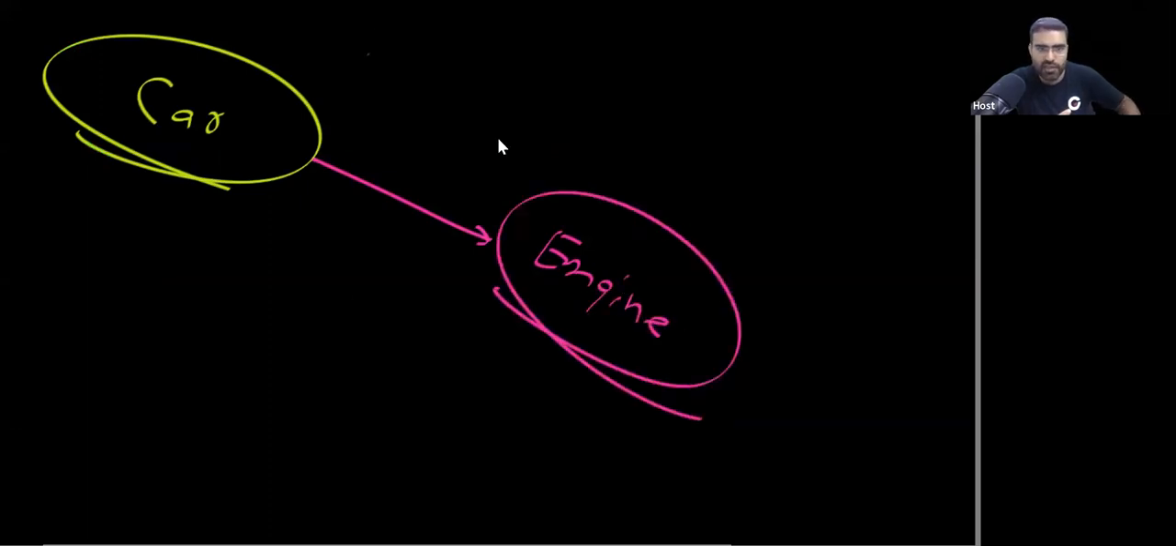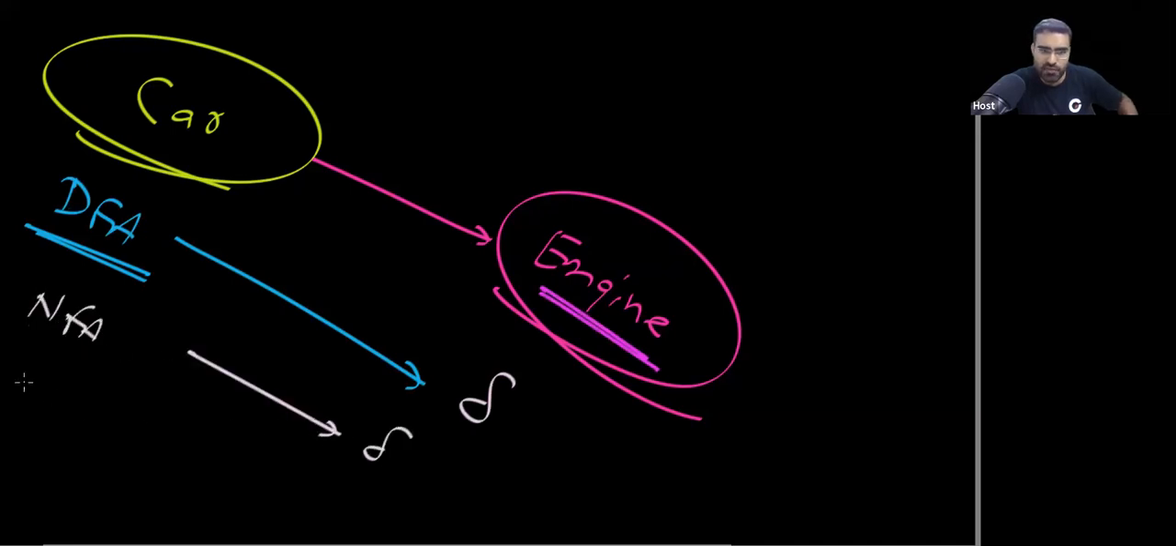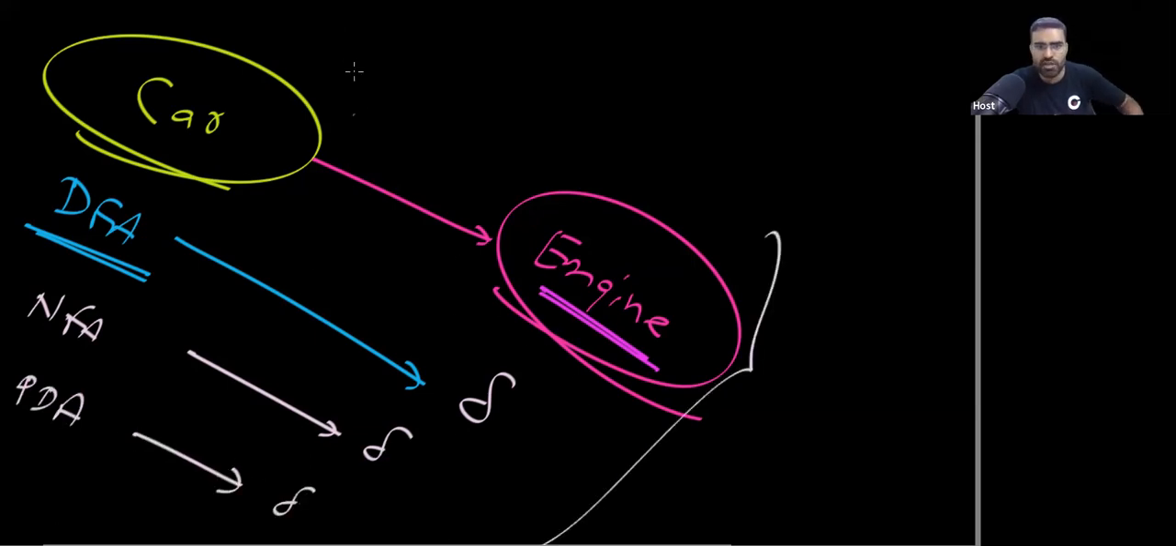Similarly, if I say car is DFA, then in DFA, what is the most important part? Who is the engine of DFA? That is the transition function. Who is the engine of NFA? That is the transition function. Who is the engine of PDA? That is the transition function. So the transition function is the most important.